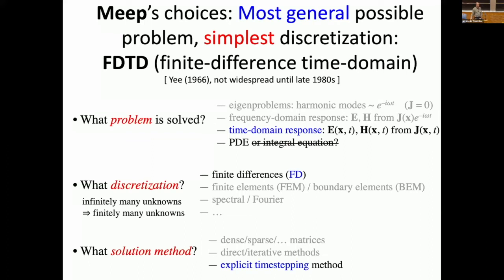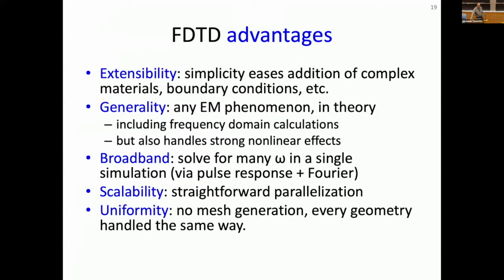You really need compute cycles to spare before you just start slapping a grid on things and evolving them in time. And the advantages of the FDTD method are, first, extensibility, because it's so simple. It's just the simplest possible discretization. It's relatively easy to add stuff into it. So if you want to add complicated materials like lasing or chiral materials or time-varying materials or time-varying sources, any weird boundary conditions and so forth, you can slap those in relatively easily.